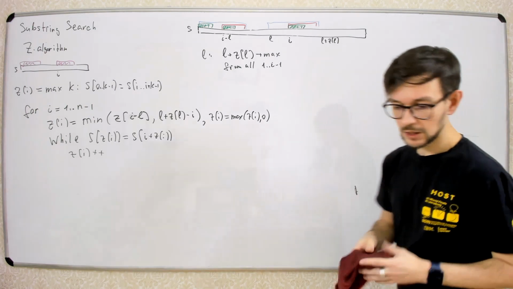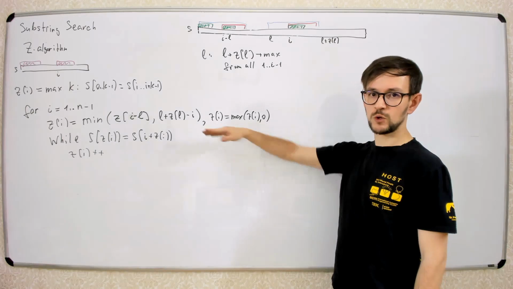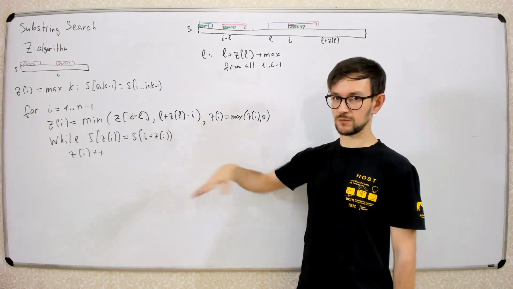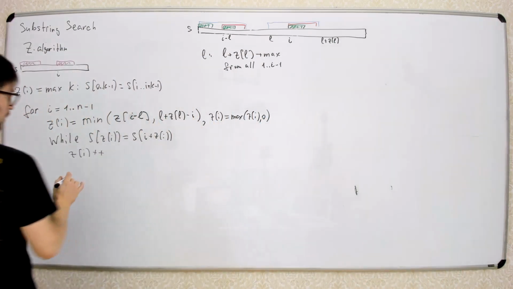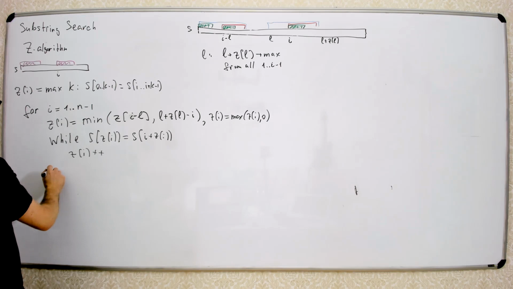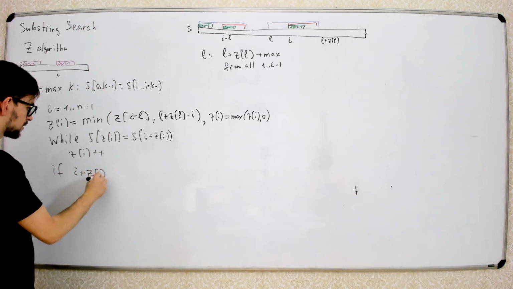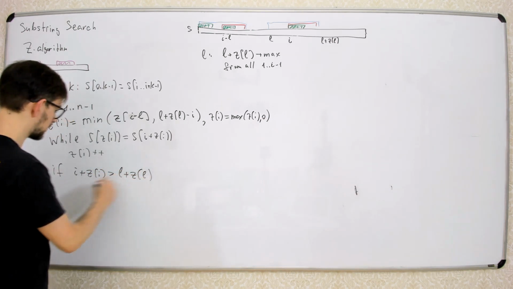That's all. So again, what do we do? We skip all the characters we know were equal. Now we just apply this operation like before, and in the end we update the value of L. Let's say if I plus Zi is more than L plus ZL, then just update L.